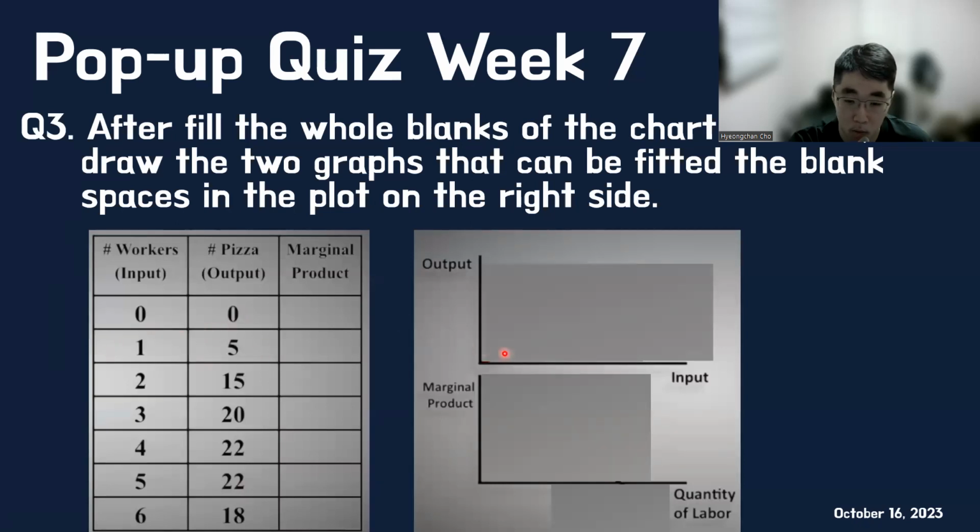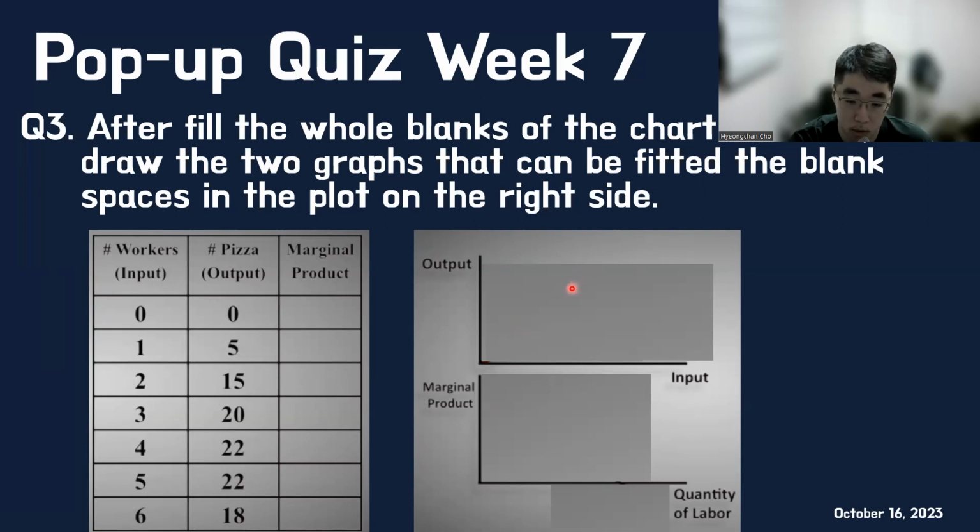Then you can point 1, 5. The third one is 2, 15, so you can point 2, 15. The fourth one is 3, 20, so you can point 3, 20. Like this, you can draw the graph with the plot of these whole combinations, just dot, dot, dot, dot, and you can easily draw the whole curve with these plots.